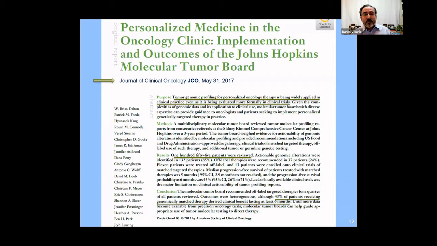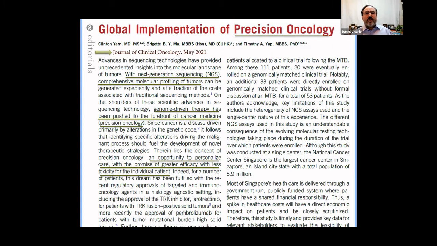From the Journal of Clinical Oncology, from now on I'm going to call it JCO, which is the main publication of ASCO and the Bible of all oncologists. From May 2017, they talk about tumor genomic profiling for personalized oncology therapy being widely applied in clinical practice and clinical trials. They looked at 155 patients, and 43% of these patients received genomically matched therapy and derived clinical benefits that lasted for 6 months. So, global implementation.